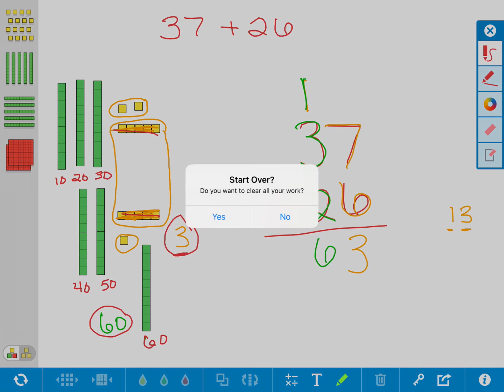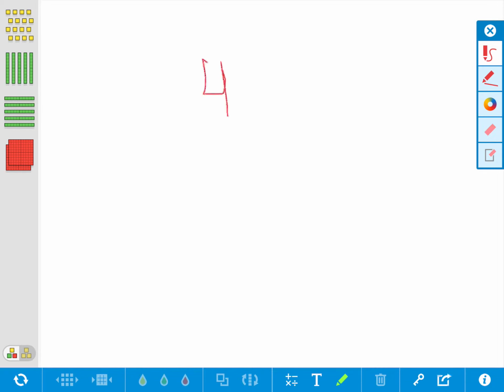Let's try one more, but this time I'm not going to use my place value blocks. So I'll make a new problem. I'm going to write this as 45 plus 27.